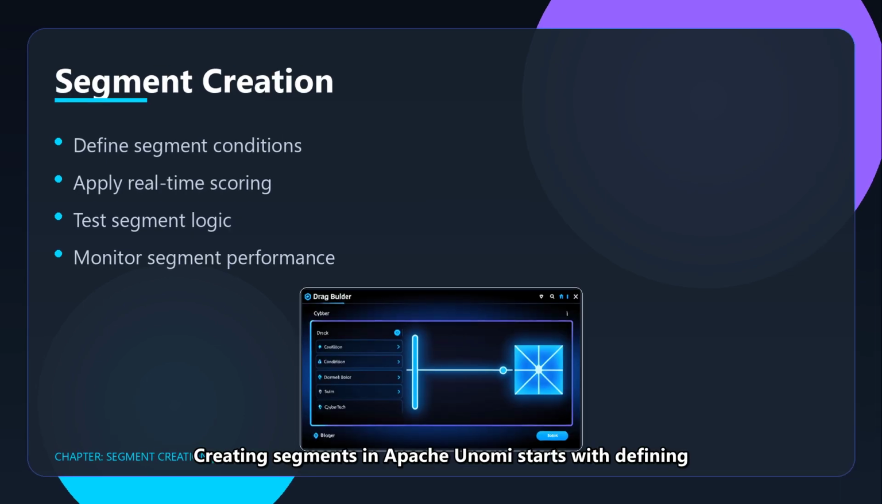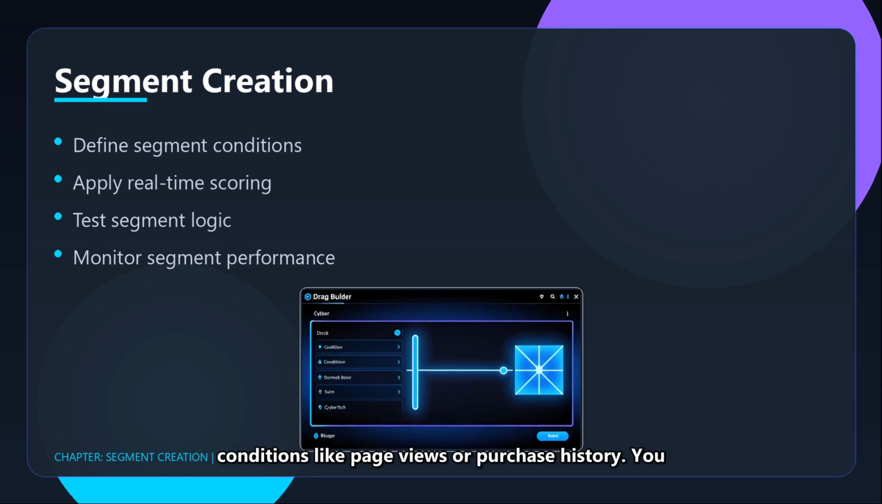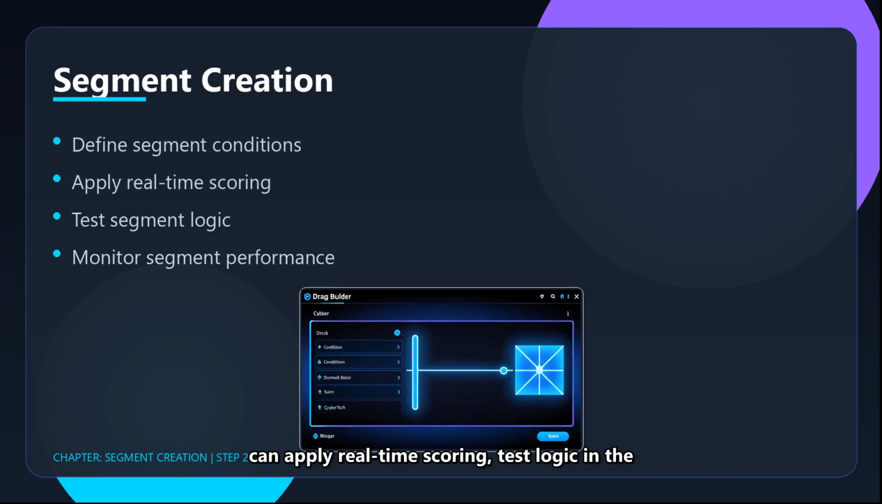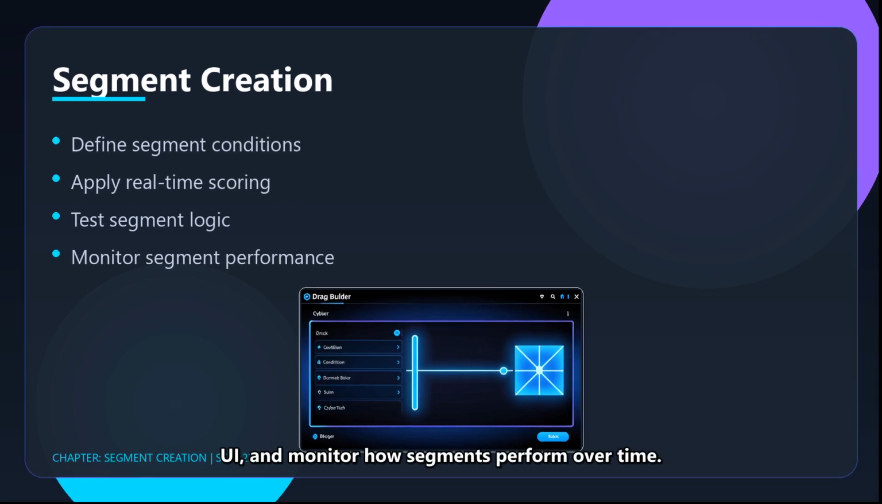Creating segments in Apache Unomi starts with defining conditions like page views or purchase history. You can apply real-time scoring, test logic in the UI, and monitor how segments perform over time.